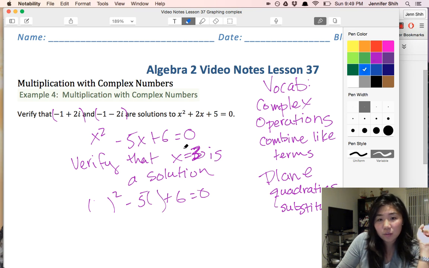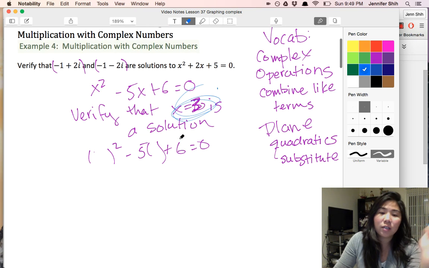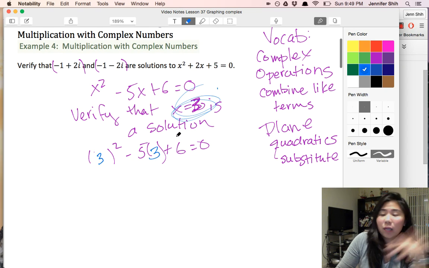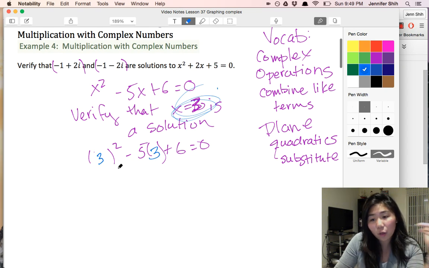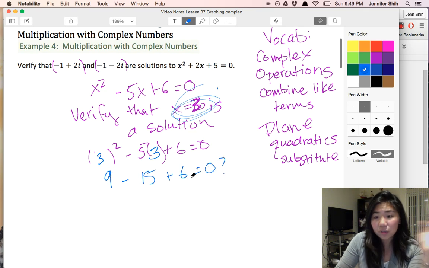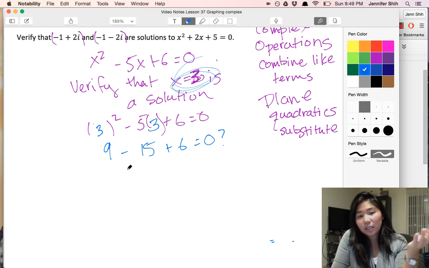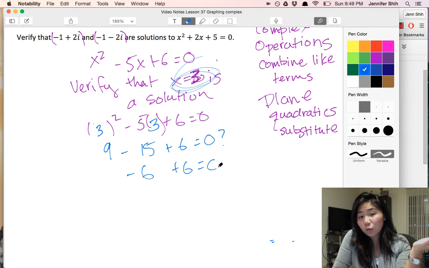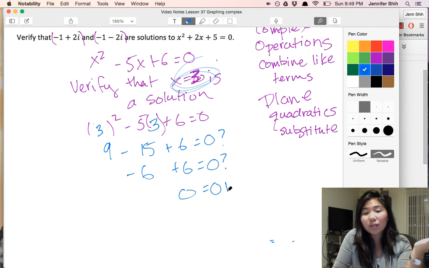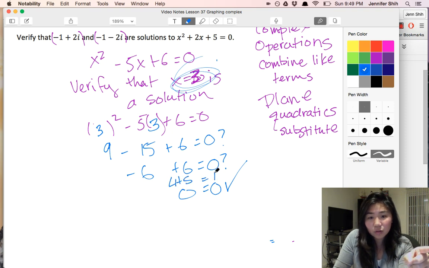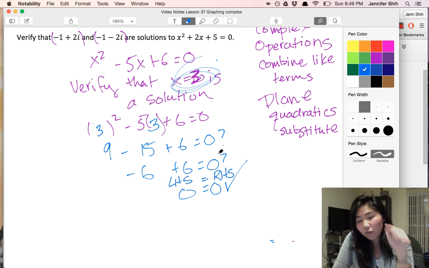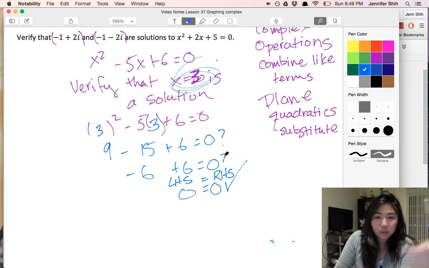And what I'm going to do is I'm going to verify that x is equal to 3 is a solution. So I would plug in 3 here, plug in 3. Anywhere there's an x, I would plug in a 3 to verify that 9 minus 15 plus 6, is that equal to 0? This is me verifying. I'm trying to see if my left hand and my right hand side of the equation is indeed true. So I get -6 plus 6 is equal to 0. 0 is equal to 0? Yes. So the fact that I proved the left hand side is equal to the right hand side means that I have verified that it is indeed a solution. Okay, so this was just an example.